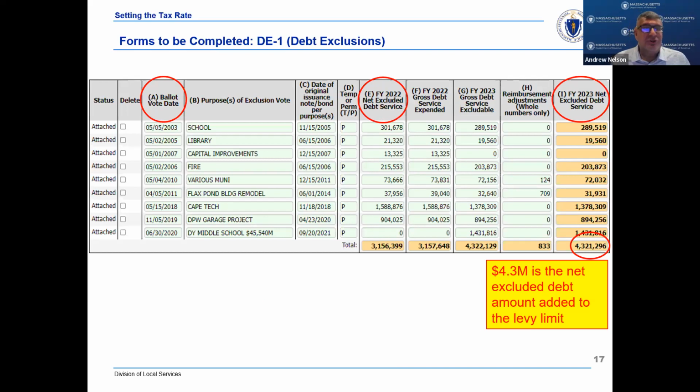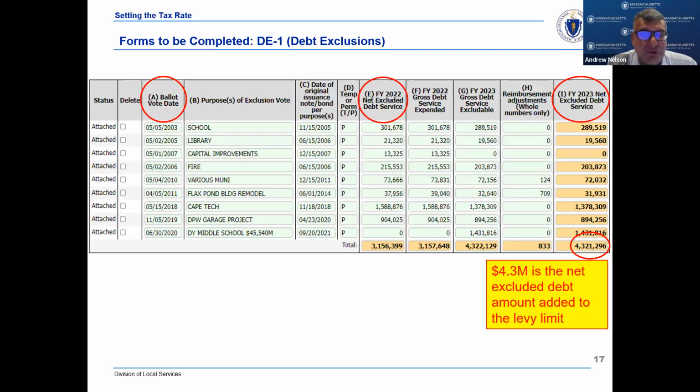This is the debt exclusion form that you have to fill out to get that number. You will see that the number on here, the 4,321,296, is the number that carried over to that levy limit form. Some communities have no debt exclusions. Others have. I have a community that I work with that has, I believe, 7 or 8 pages most recently of debt exclusions. It depends on your community and their appetite for debt and their appetite for excluding that debt, how many projects you're going to have that are excluded.